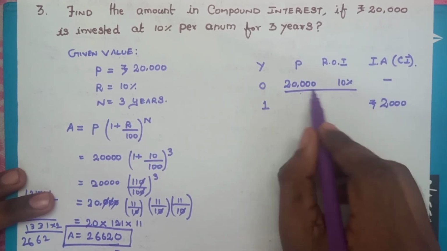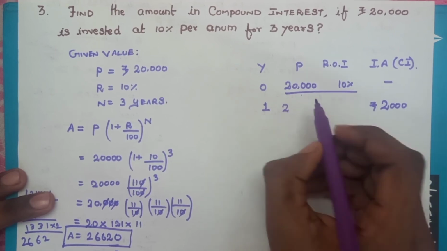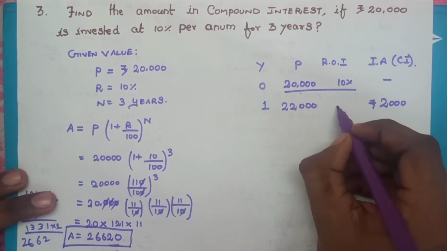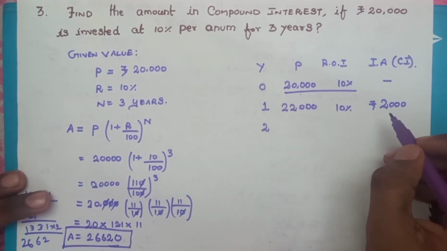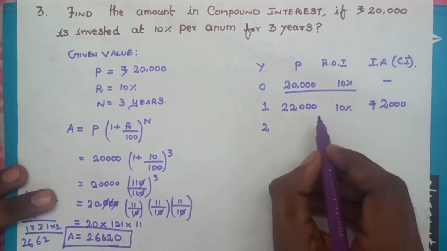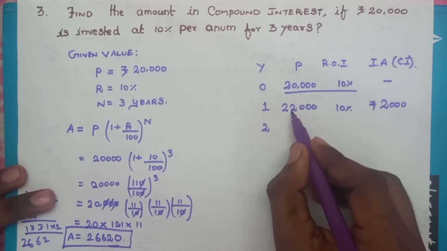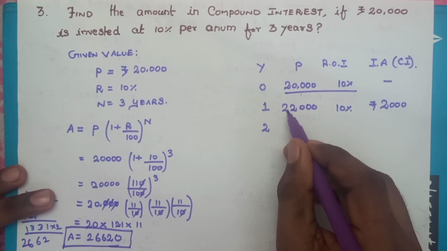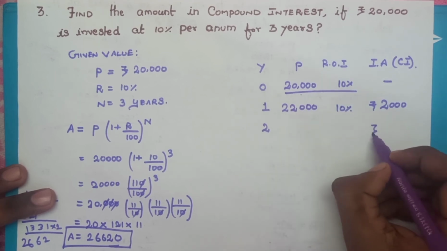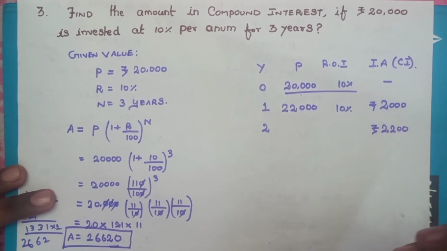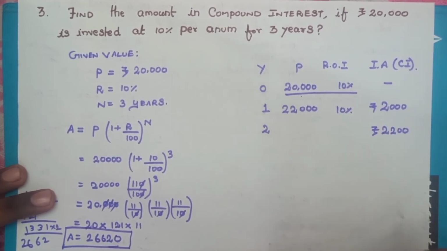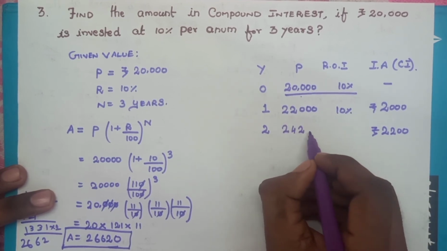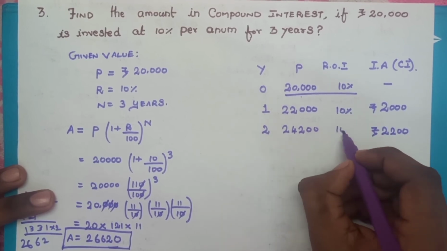If we add these two, 20,000 plus 2,000, 22,000. Our principal changes after completion of 1 year; the interest rate is the same. So what interest amount will you get after completion of 2 years? That is 10% of this principal. Just move the point one place ahead, that is 10%, 2,200 rupees. 2,200 rupees we will get. And adding these two, what do we get? 22,000 plus 2,200, 24,200 rupees, right?